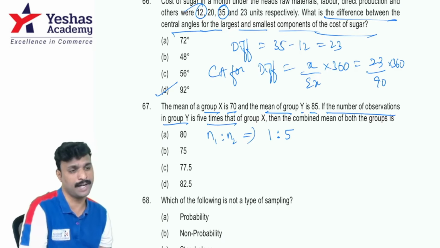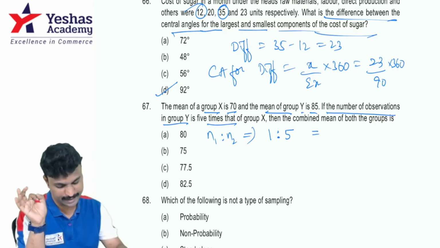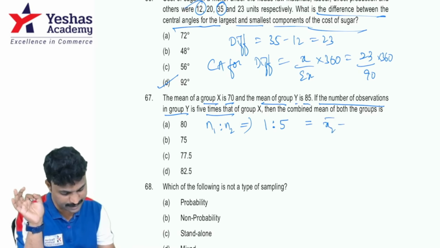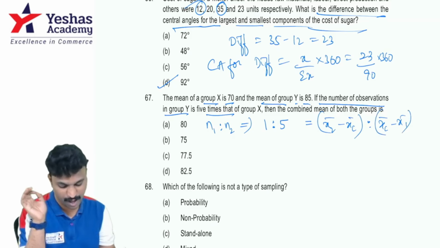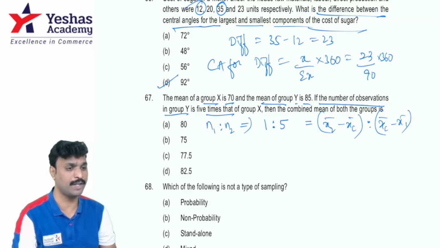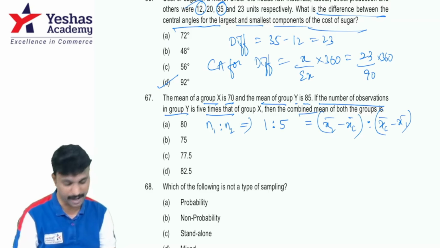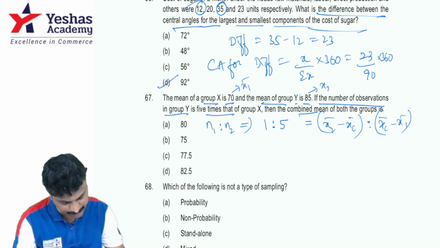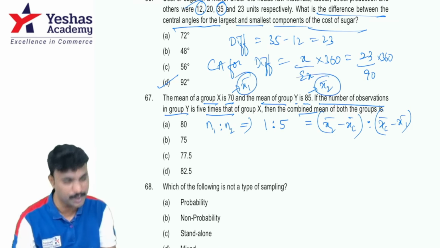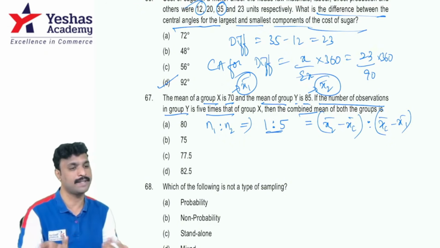Guys, I gave you a shortcut. Whenever you want to find n1 is to n2, it is simply x2 bar minus xc bar is to xc bar minus x1 bar. Yes or no? The shortcut I had given you. So now what you need to find is the combined mean, that is xc bar. x1 bar is 70 and x2 bar is 85. Guys, you just have to do the option hitting. Whichever option gives you the ratio 1:5, that is the right answer.